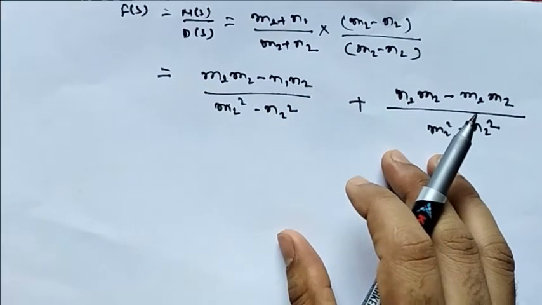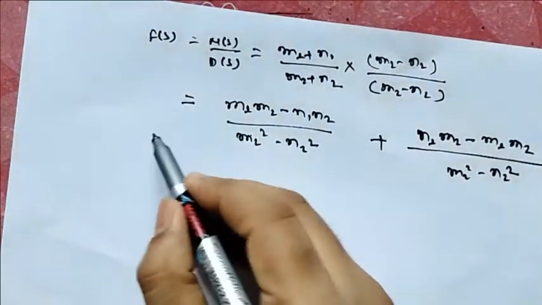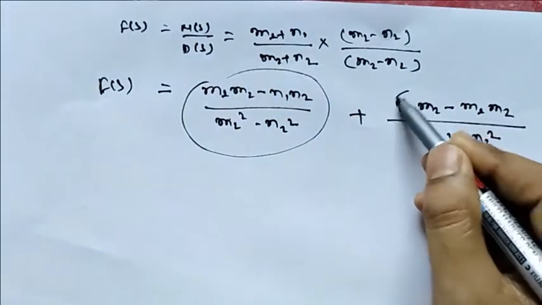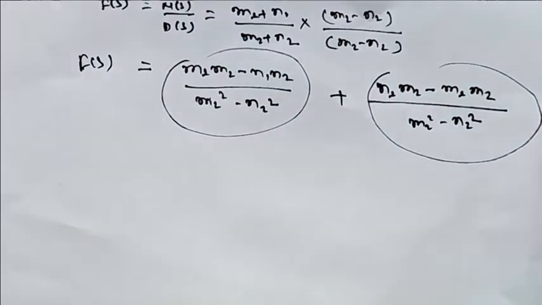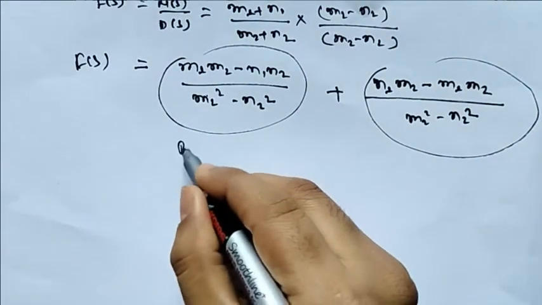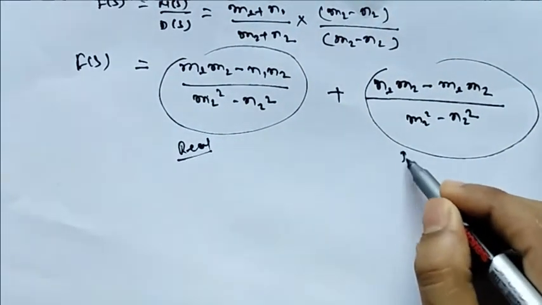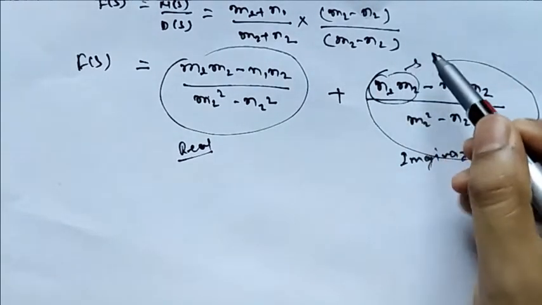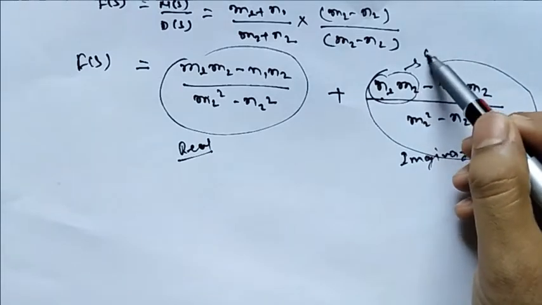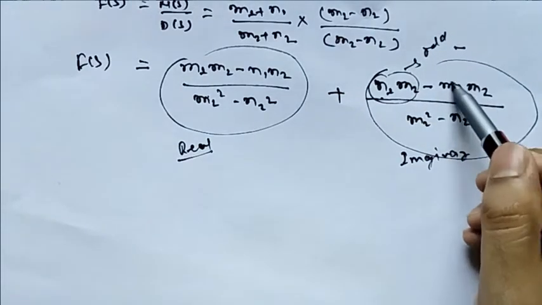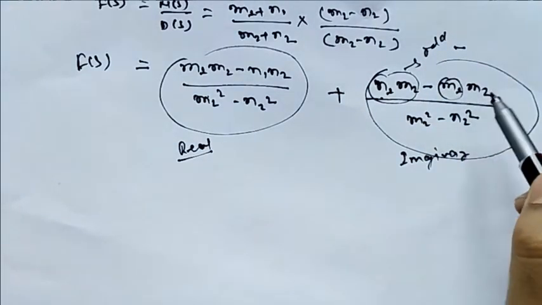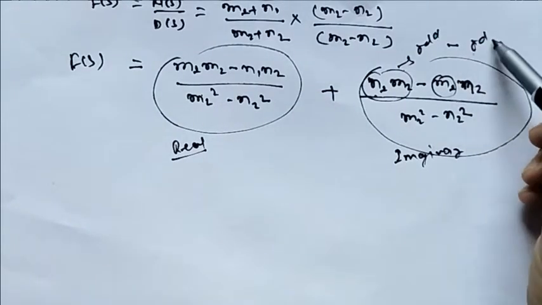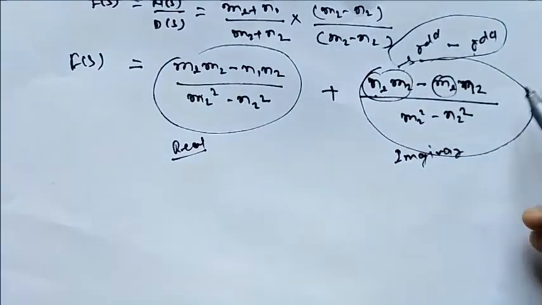Now we need to check what this term is and what this term is. Now we can say this is your real part and this is your imaginary part. How? Because the product of odd into even will give you odd, minus the product of even into n2, which is odd, will give you odd. Odd minus odd is going to give you an odd function.